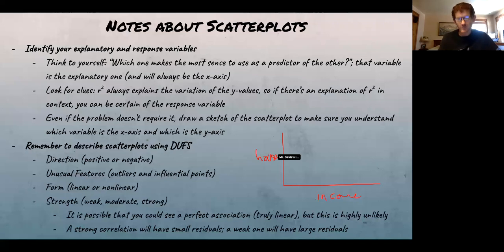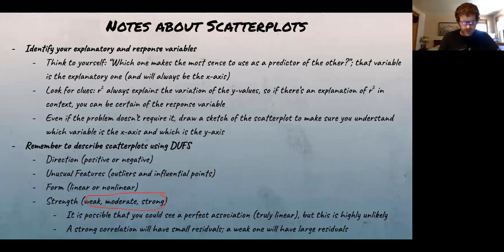So, just draw something like that, and then that'll help you think through how the X and the Y work. Okay, so hopefully that's clear. DUFFS, don't forget that. You need to make sure you're explaining direction, unusual features, form, and strength. The one thing to add here is that AP really only uses these 3 adjectives when they're describing a strength.